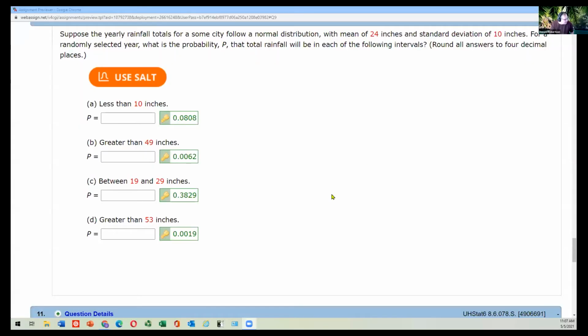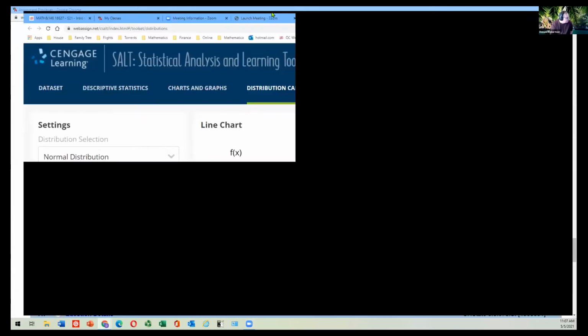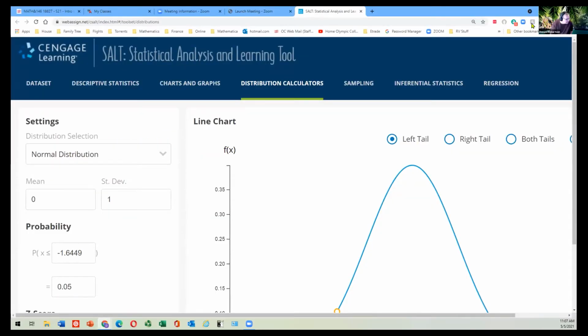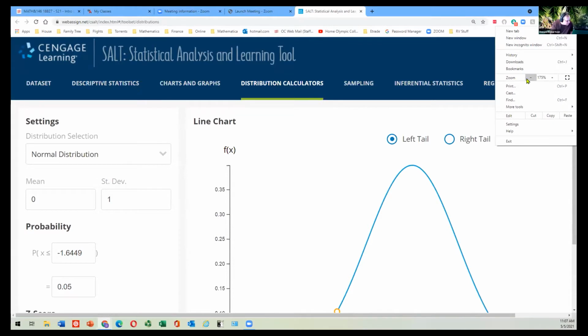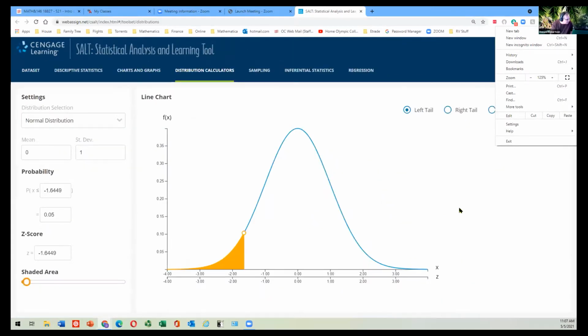I've already mentioned that test 3 is going to be pretty much in WebAssign because you're going to be using SALT for all sorts of questions. So I'm just going to use this tab. There we go. Hopefully you're looking at the SALT menu, right? You're inside it. Is that what you're saying? Okay, good.